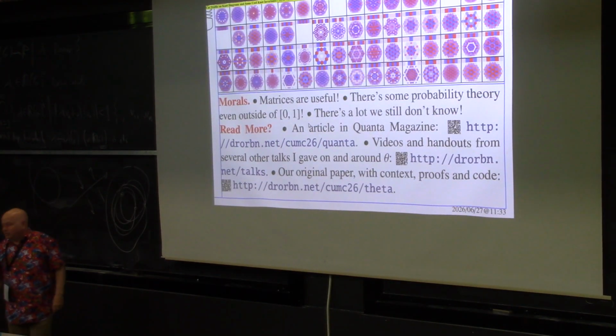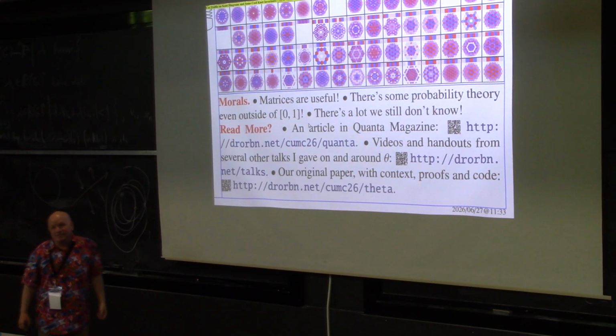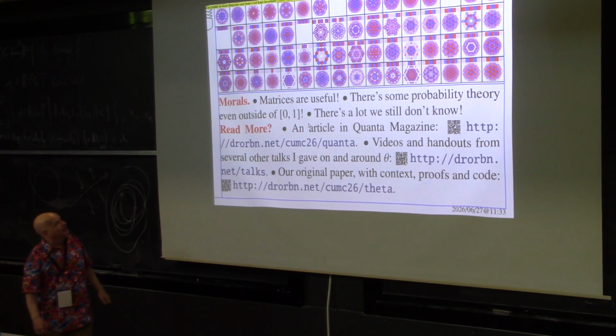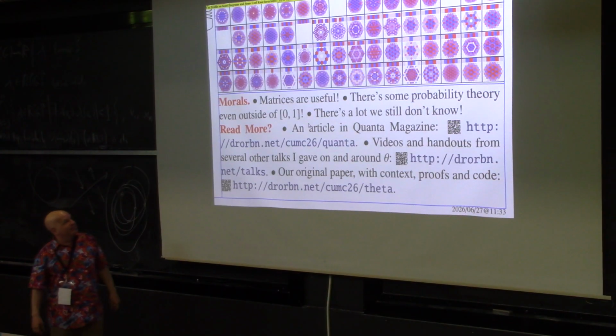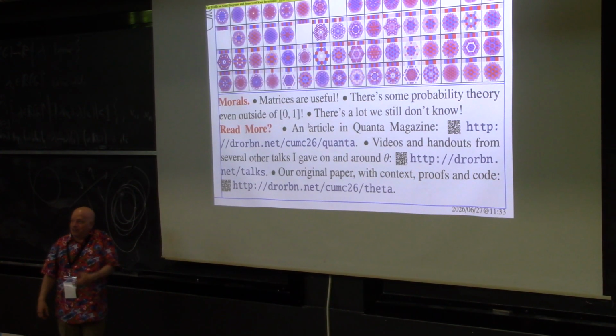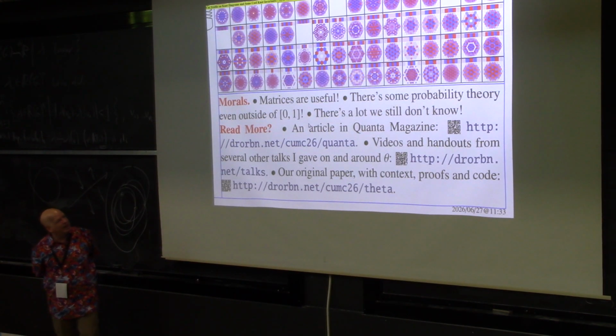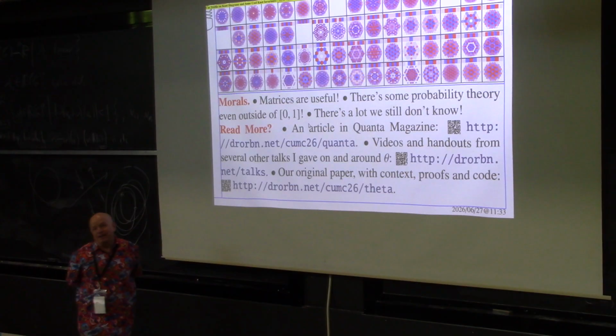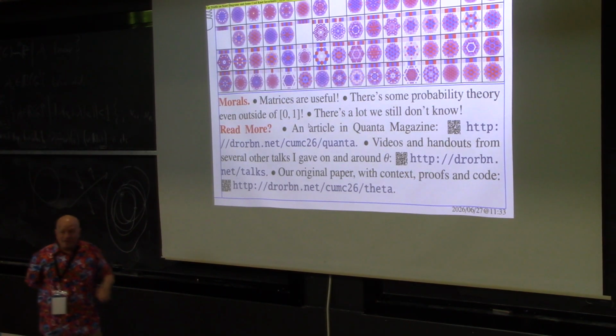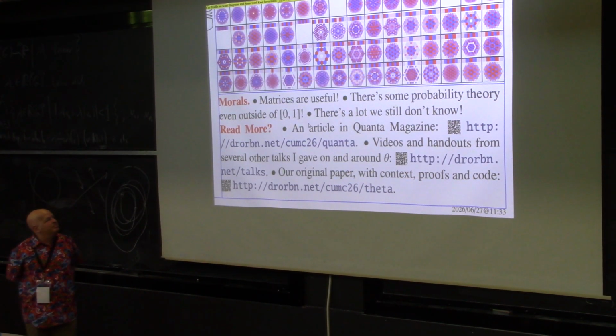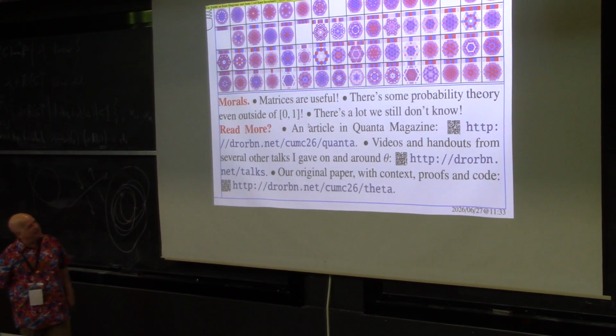So I'm close to the end. The morals are: one, matrices are useful, linear algebra is cool. Two, there is some sort of probability theory outside of the interval from 0 to 1. And the last one is that there is still a lot that we don't know, even at the level of very basic mathematics, matrices and the like.